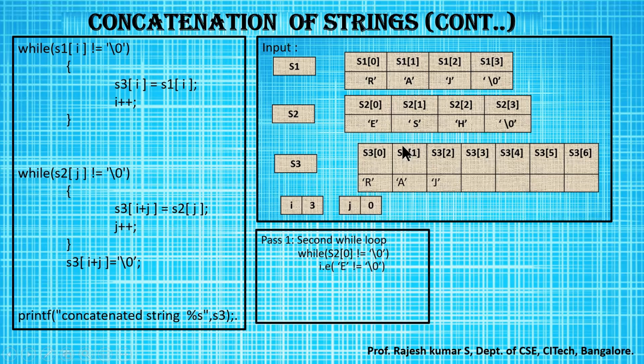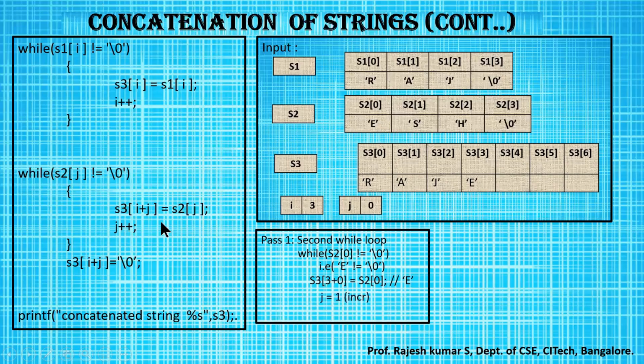E is not equal to null. Now I have to store E at this particular location. So I have written S3 of I plus j. If you write only j, then this R will be overwritten. I don't want to overwrite. I want to store at this location, so I'm writing I plus j. I value is 3, and 3 plus 0 is 3. Now this value E is stored at the location S3 of 3. So you can see E is stored here.